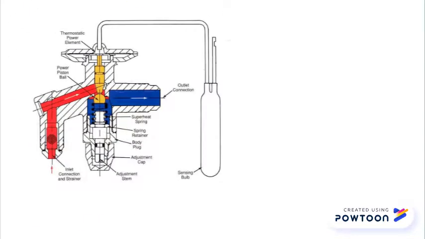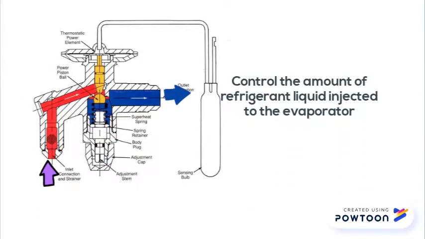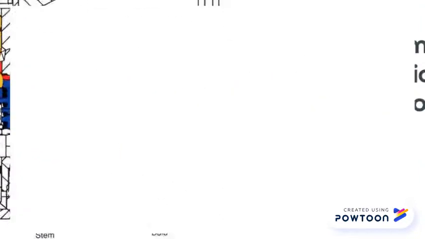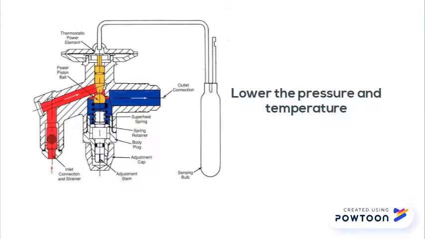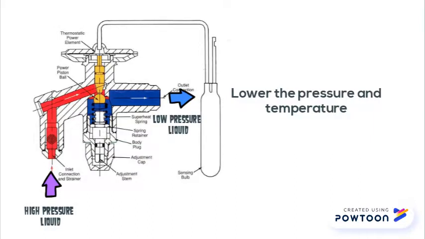A thermostatic expansion valve (TXV) is a refrigerant and air conditioning throttling device that controls the amount of refrigerant liquid injected into a system evaporator based on the evaporator outlet temperature and pressure. The expansion valve lowers the pressure and temperature while controlling the flow of the refrigerant to the evaporator.